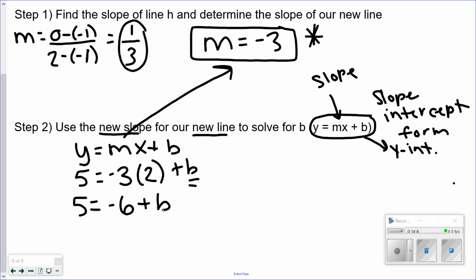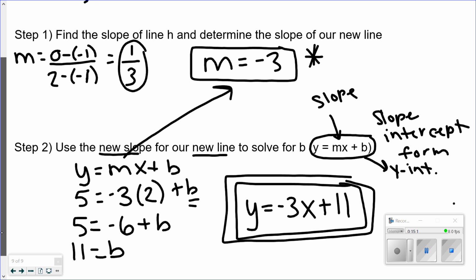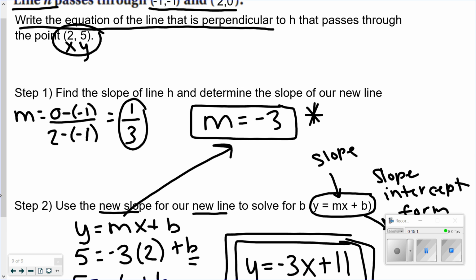Next I'm going to add 6 to each side, so 11 is equal to b. Now I can rewrite my equation as y is equal to -3x plus 11. This is my final answer. So this line is perpendicular to my line H, and also goes through the point (2, 5). And that's it.